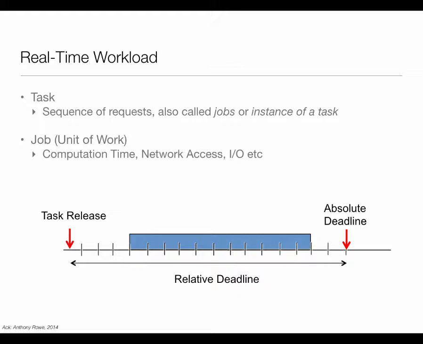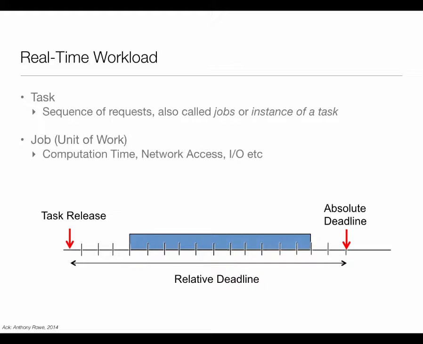So there's a sequence of requests, and each one of these requests is called a job. Task refers to the sequence; job, or I often in my slides call it an instance of a task, refers to a specific instance of the task that arrived. In my example of the sensor, there's a sensor reading task, and every time the interrupt indicates that there is a sample to read, a new copy of this task essentially runs to handle that. That's called an instance of the task, or a job.